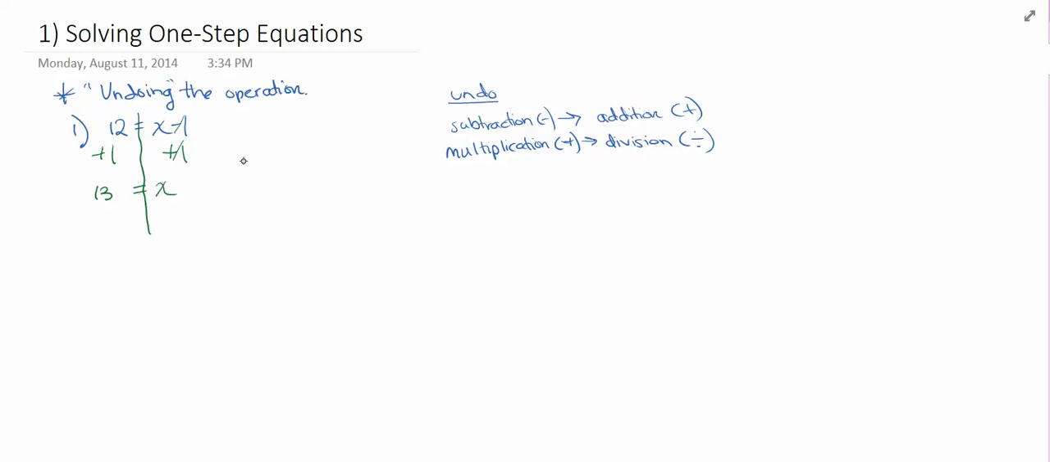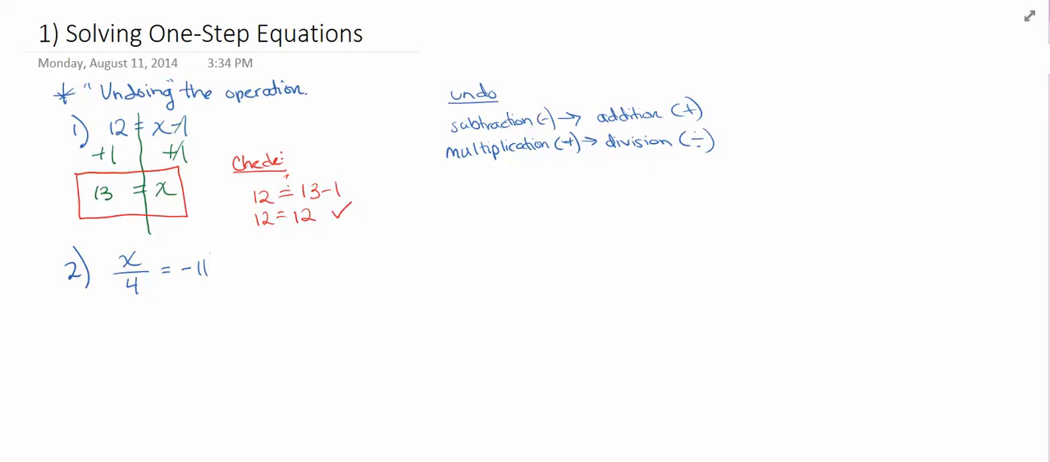Make sure that you know how to check your work. Okay, so if I were to plug in 13 for x, from my original problem, would they equal each other? 13 minus 1 is 12, therefore I know that my answer is correct. Okay, let's look at another example together. Go to number 2. In this case, we have x over 4 equals negative 11.